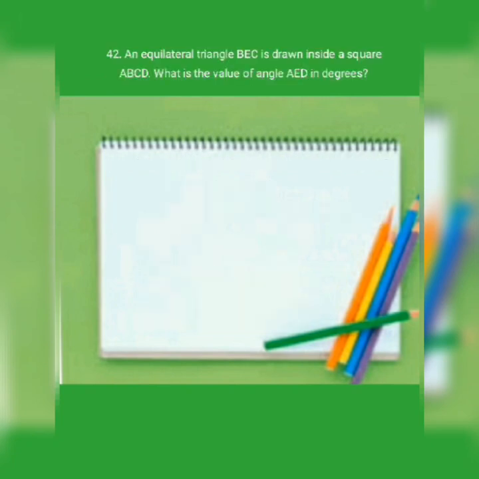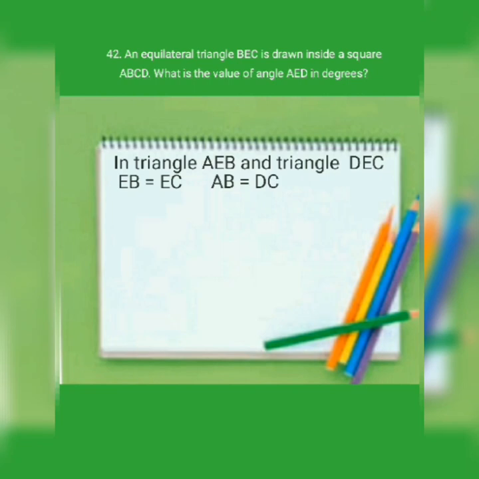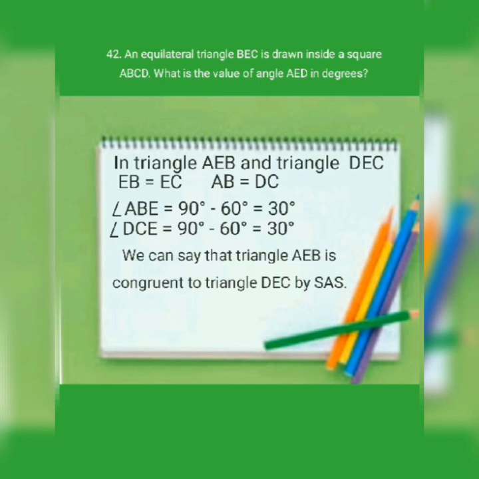An equilateral triangle BEC is drawn inside a square ABCD. What is the value of angle AED in degrees? In triangle AEB and triangle DEC, EB is equal to EC and AB is equal to DC. So angle ABE is equal to 90 minus 60, which is equal to 30 degrees. And angle DCE is equal to 90 minus 60, which is also 30. We can say that triangle AEB is congruent to triangle DEC by side angle side.